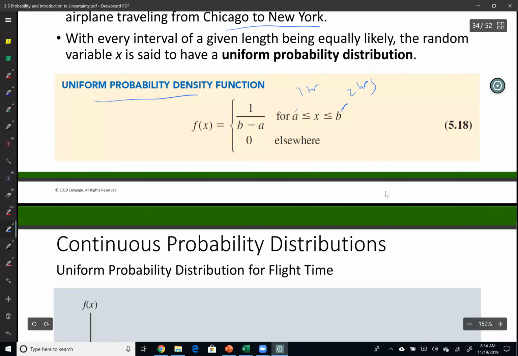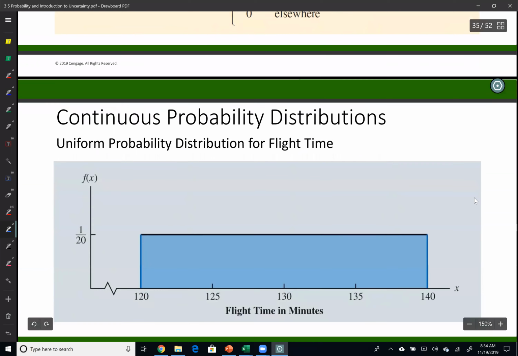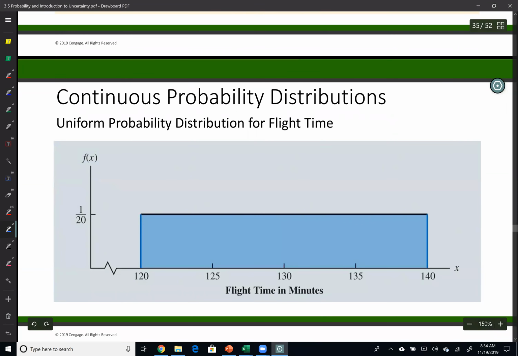So let's take a look at a visualization of this. Looks like the probability of flight time from Chicago to New York is between 120 minutes to 140 minutes. So back to my previous example, probability of ending up between 1 to 2 hours is pretty much zero, because it takes at least 2 hours and at most 140 hours. So this is a continuous distribution because time is continuous, and we could have partial number of minutes. It doesn't have to be integer.